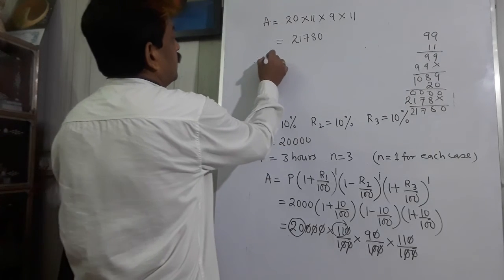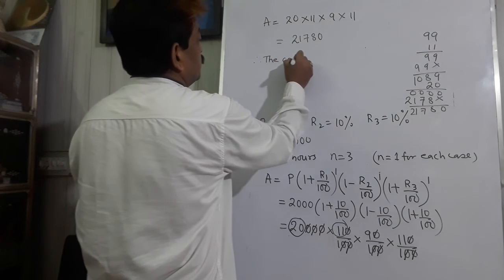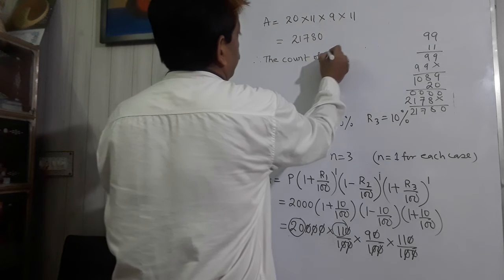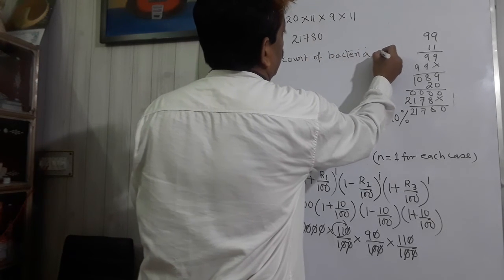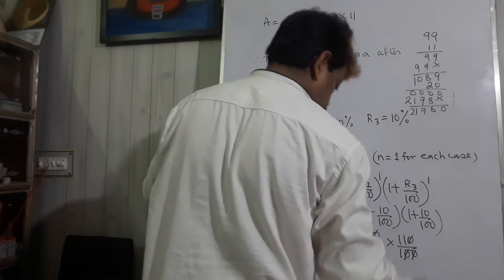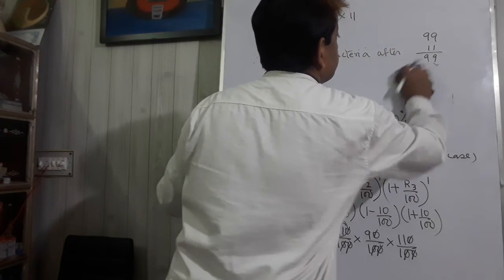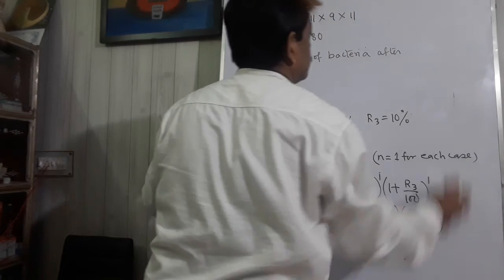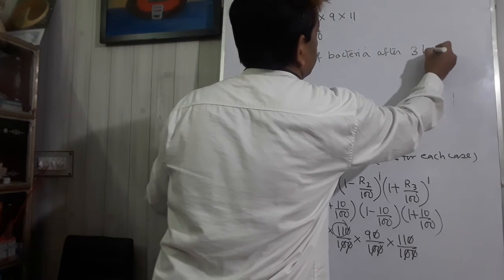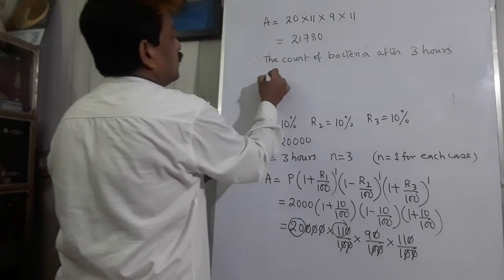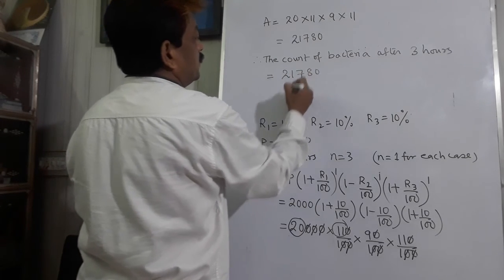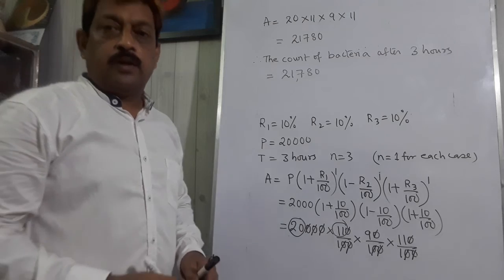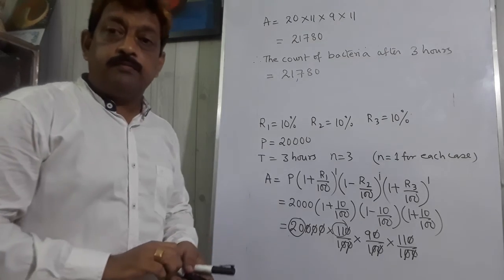Therefore the count of bacteria after 3 hours equals 21,780. Understood? So how was the sum?